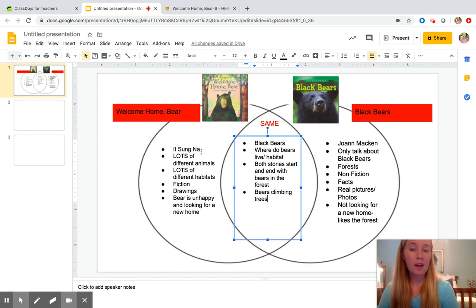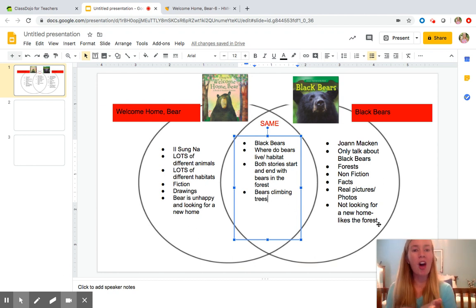So for Welcome Home Bear, we know that it's by Sung Na. There's lots of different animals in this story. There's lots of different habitats in this story. It's fiction. There's drawings. And the bear is unhappy and looking for a new home. But in the story Black Bears, it's written by Joanne Mackin. It only talks about black bears. They're living in the forest the whole time. It's nonfiction, which means it's real because there's lots of facts. It has real pictures and photos. They're not looking for a new home. But what else could we add?